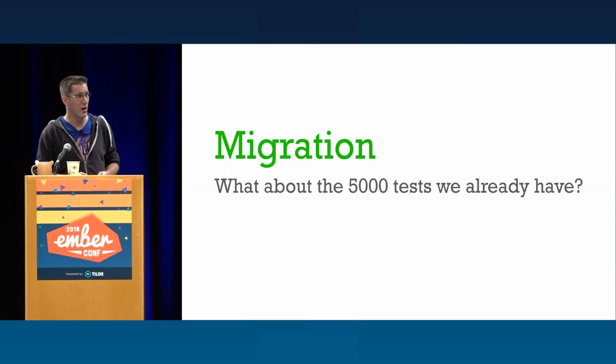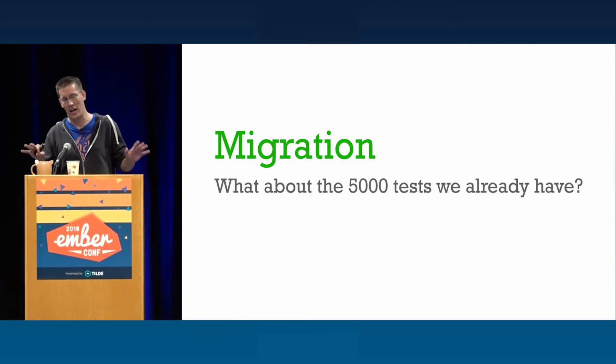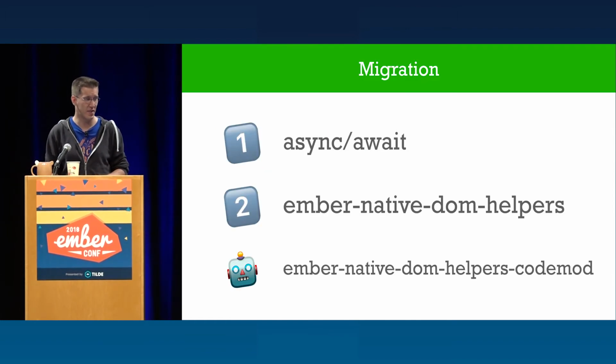So if you're above that, you should be fine. Also, you might be wondering, well, I already have 5,000 tests or so. What about those? How can I migrate those? Because that seems like a lot of work. And you're right. So I got a high-level migration plan for you. The first thing is migrate to using async await instead of and then. Async await works within the old APIs too, so that's a good first step, basically. The next thing is use Ember native DOM helpers. As I mentioned before, it does work with the old APIs and the new APIs, so that's a really good intermediate step. But that's still a lot of work, right?